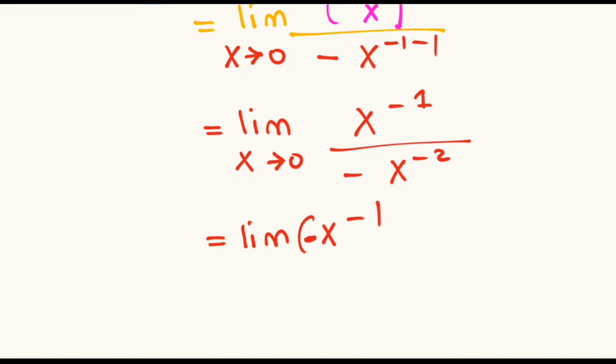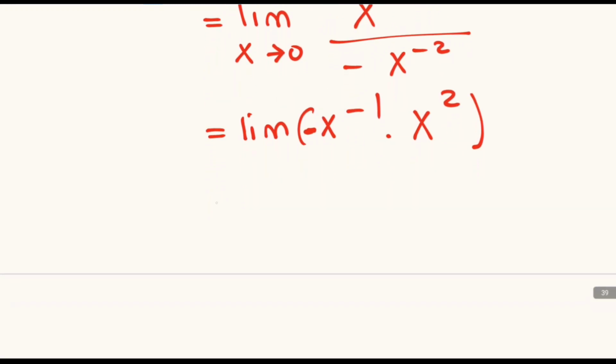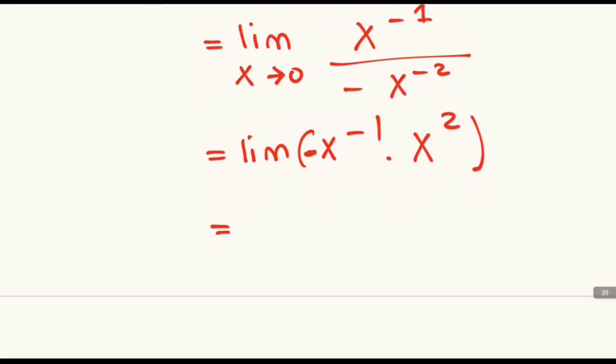And from here, let's take x to the power minus 2 from the denominator to the numerator. When you take x to the power minus 2 from the denominator to the numerator, the exponent is going to change sign from negative 2 to positive 2. And this is as x approaches 0.